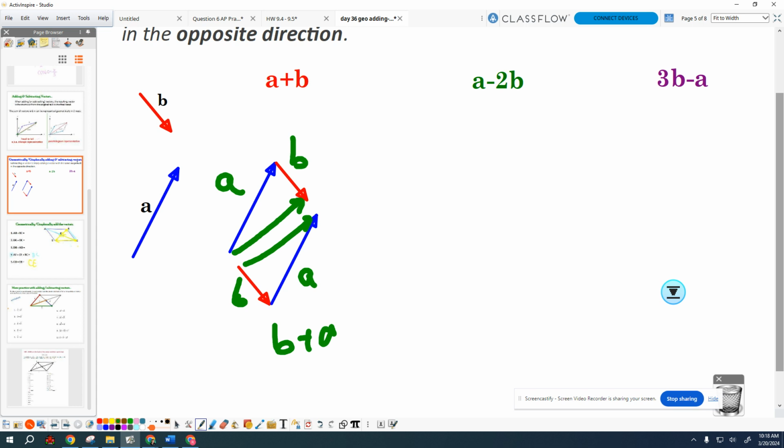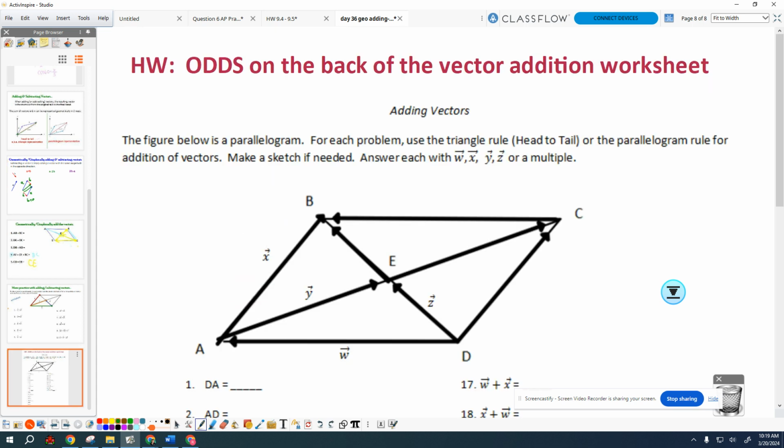No, they just want it in terms of... okay, they don't want that. Make a sketch of each. Guys, for the answers, they don't want you to use letters A, B, C, and D. They want you to use the vectors.